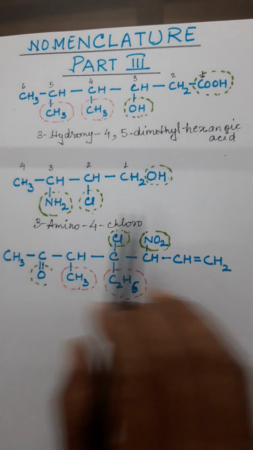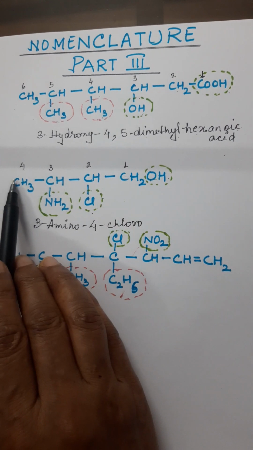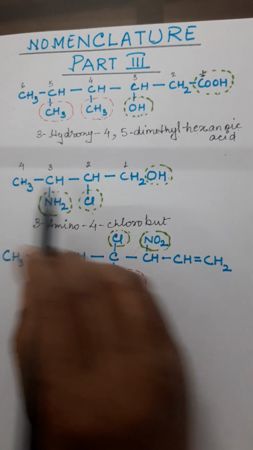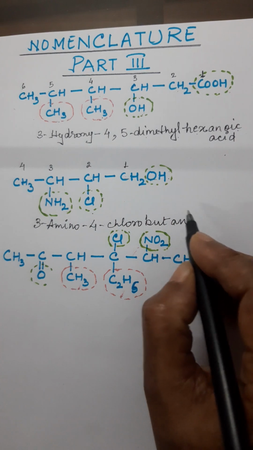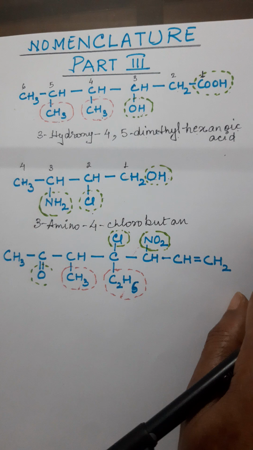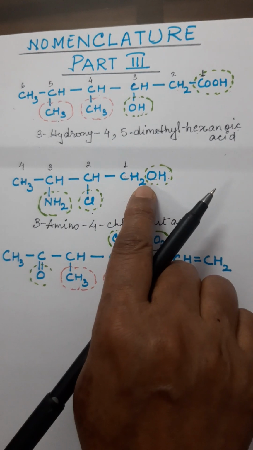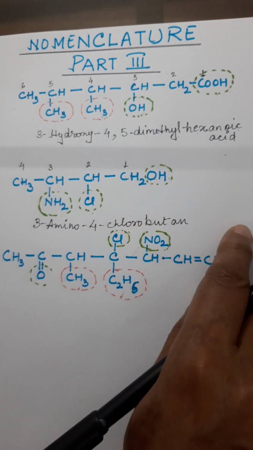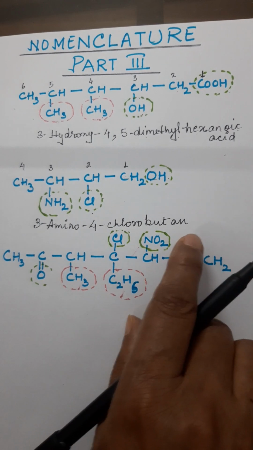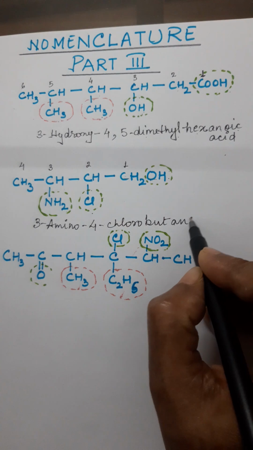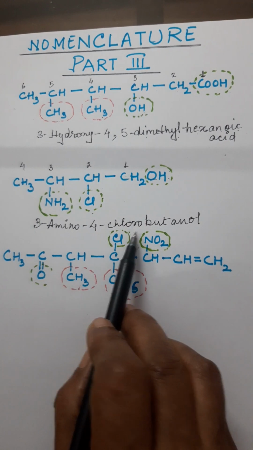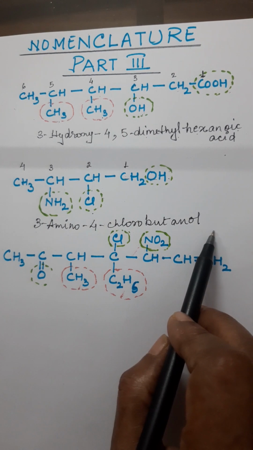So we are over with the branches. Now coming to the root word, 4, it is but. Then again all are single bonded, so we write an. Remember, don't write the e, because two vowels do not come together. So e and o, a for alcohol, we will not write together. We will omit that e of ane and we will write ol. So it is 3 amino, 4 chloro, butanol.